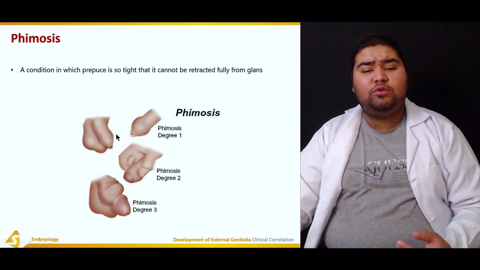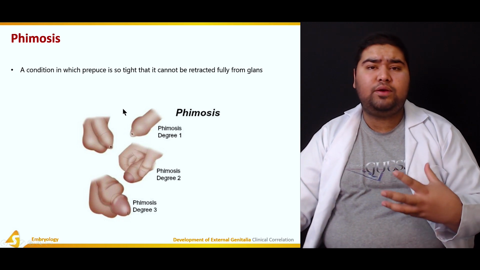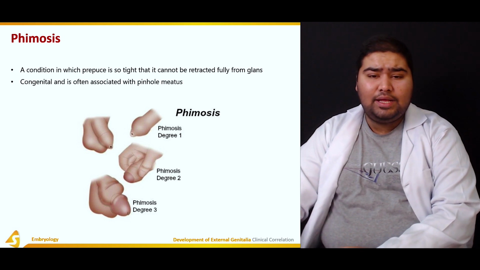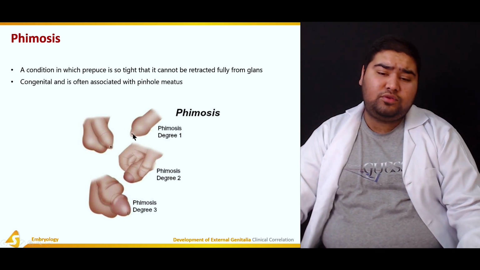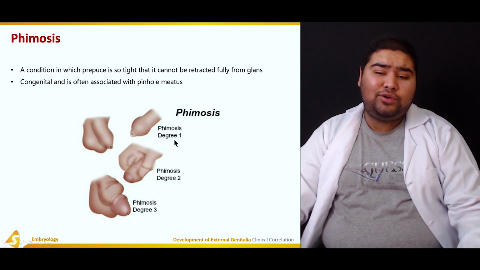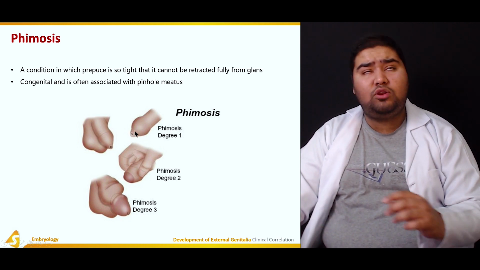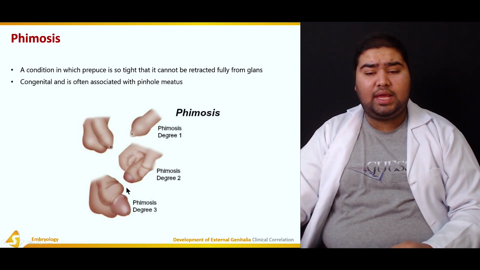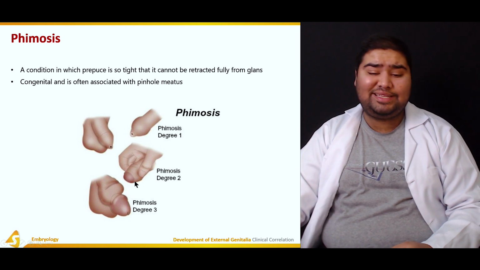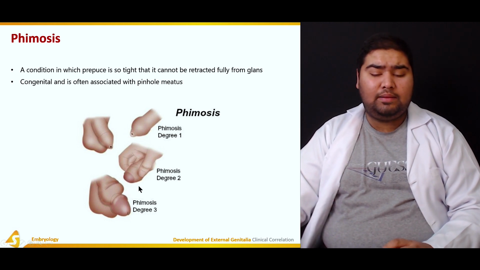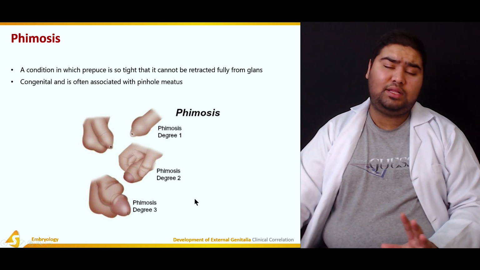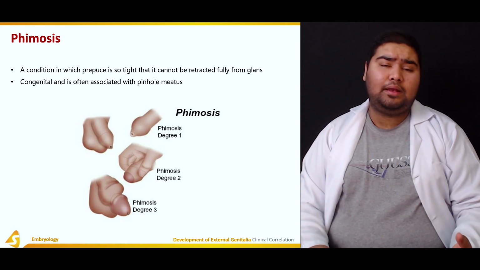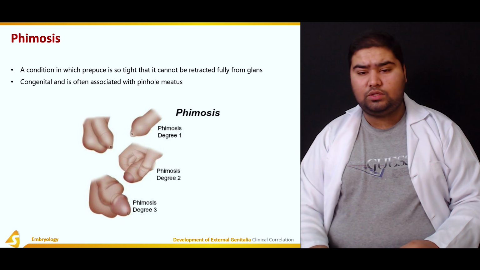So a phimosis is a condition in which this prepuce is so tight that it cannot be retracted fully from the glans. It is congenital and is often associated with a pinhole meatus. Here you can see in degree 1 phimosis, it cannot be retracted at all, and there is a pinhole meatus. In phimosis degree 2 there is slight retraction here, and in phimosis degree 3 there is somewhat more retraction there. It also needs surgical correction. It can be a site of infection in individuals.